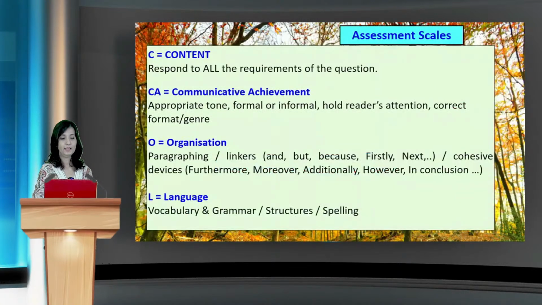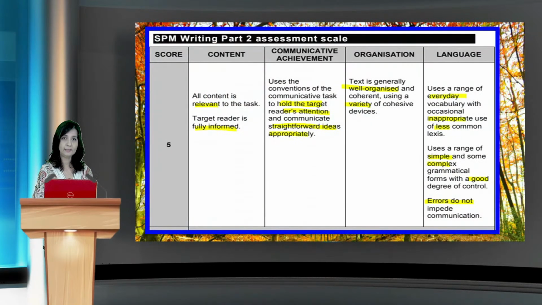Okay, and then look back at the criteria. Remember the criteria. Content is the most important. Then you have the CA for the ideas, for the tone. Okay. And then you have organization and the language. Okay, if you look at the scale, I think I've shown you in my previous video, but it's very important, students. You have to aim for the best marks, the full marks, the maximum 5, 5, 5, 5. How to get these 5 full marks for each criteria, 20.